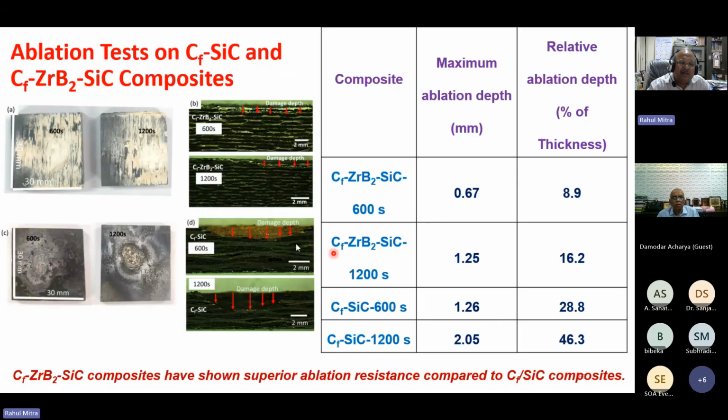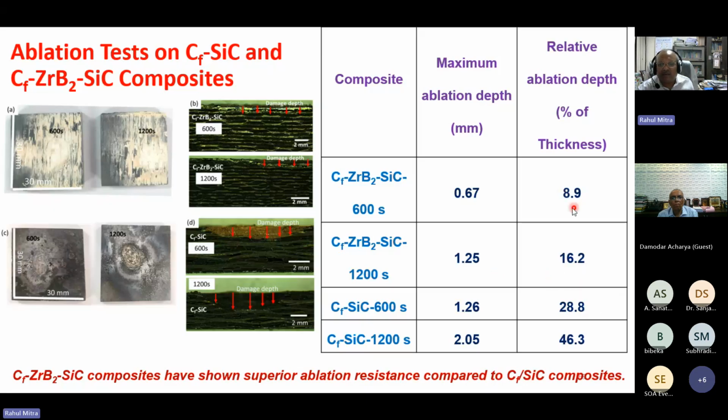So we found formation of zirconium dioxide on the surface in the case of CF-ZrB2-SiC. In the case of CF-SiC, the damage was more severe. You can see this much has been lost. Here, the damage depth is much less. So you see that by adding ZrB2-SiC slurry, although we lose in terms of fracture toughness, we gain in terms of ablation resistance. The damage depth is significantly reduced.